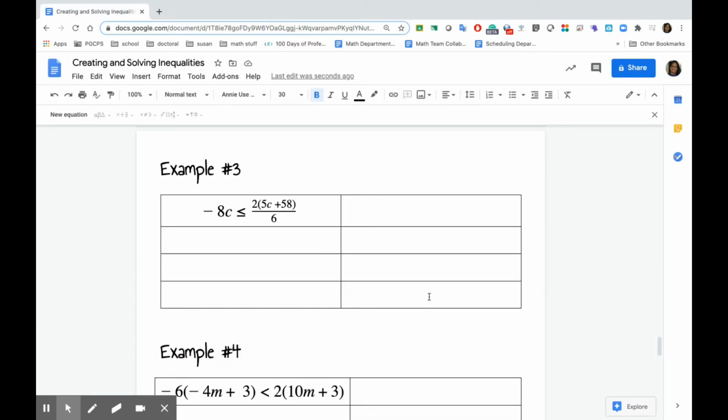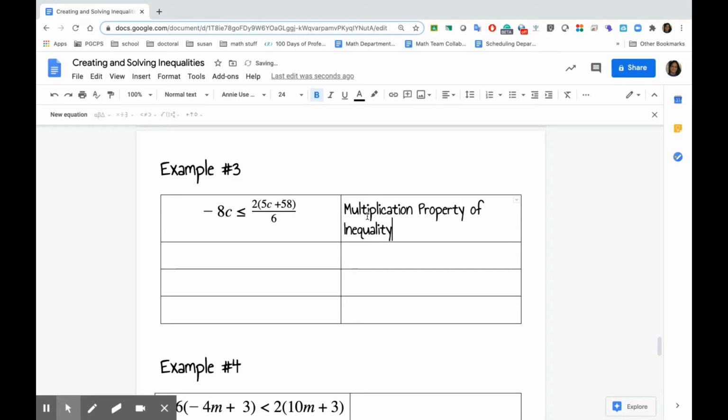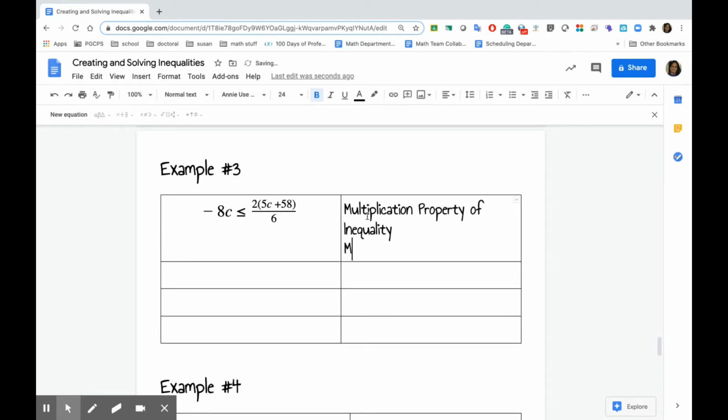Now let's answer number 3. So the inequality is negative 8c less than or equal to 2 times the quantity of 5c plus 58, all over 6. So the first thing we need to do is to eliminate the denominator. We can multiply both sides by 6. So it is the multiplication property of inequality. So multiply by 6.